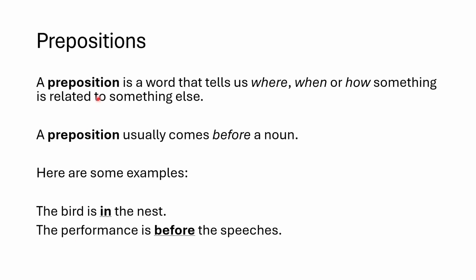A preposition is a word that tells us where, when, or how something is related to something else. A preposition usually comes before a noun. Here are some examples. The bird is in the nest. The performance is before the speeches.